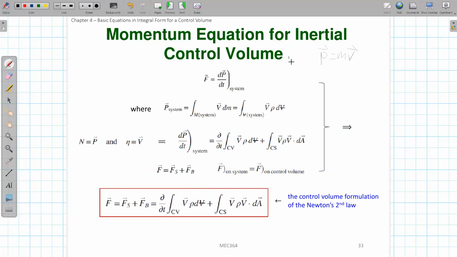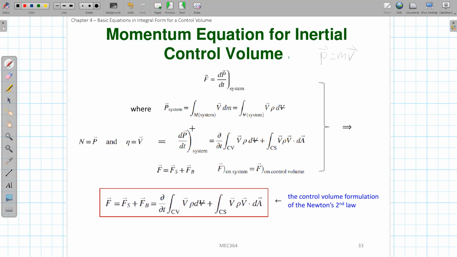This is how we calculate the linear momentum of a system. Because the definition is m times v, if you want to calculate the whole linear momentum over a system, you just integrate v over dm, the elementary differential mass, and you can assume that dm equals rho times dV, the volume. So you can write this form.